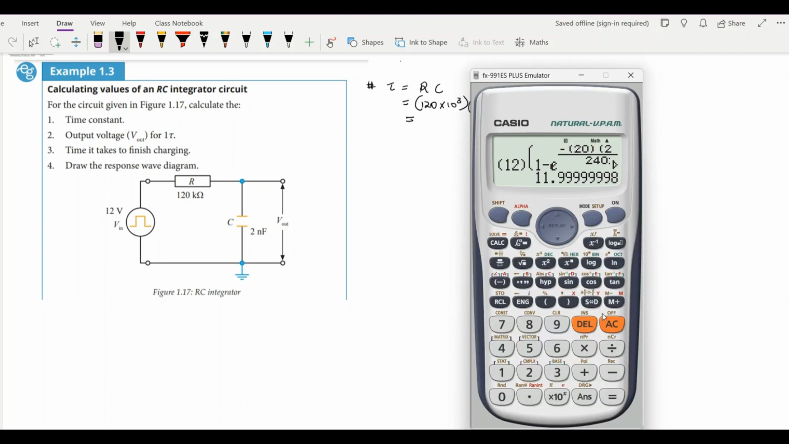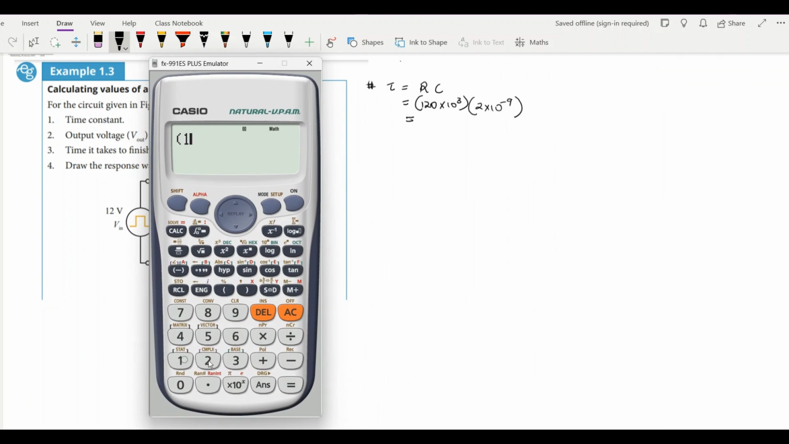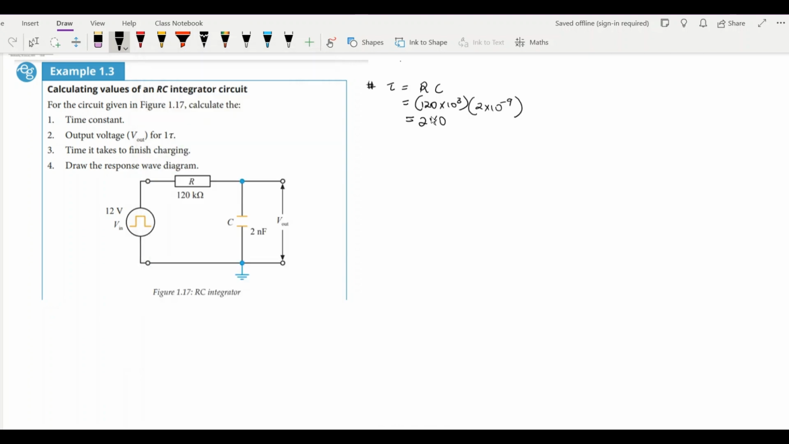Remember, folks, always ensure that your calculator is handy. The first thing that you need to do before you start using it is to reset all the values so that it can give you accurate answers. Now, our time constant will be given by 240 microseconds. That is the value of the time constant.